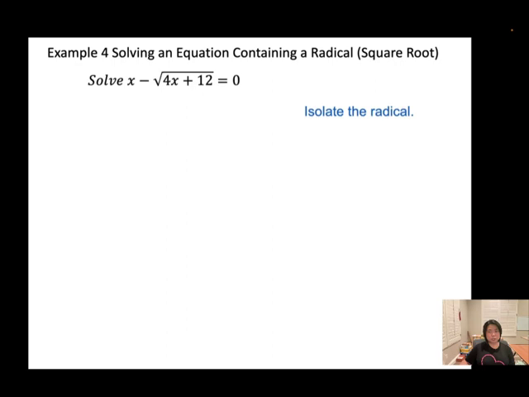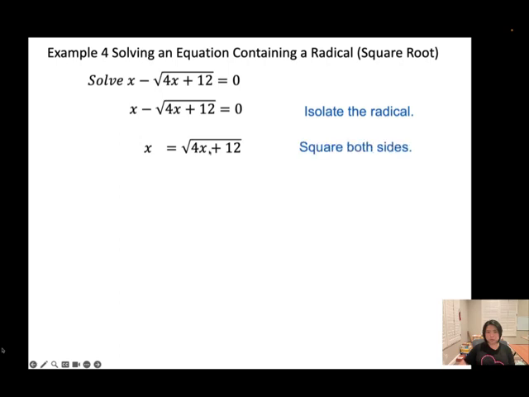So we want to isolate the radical. Okay, we want to get out of the radical. First thing we need to do, isolate the radical. So we're gonna add the whole things for both sides. Once we isolate the radical, we can take the square of both sides. Because we want to get out of the radical, the only way we could do it is to take the square. So the square and the radical cancel out.